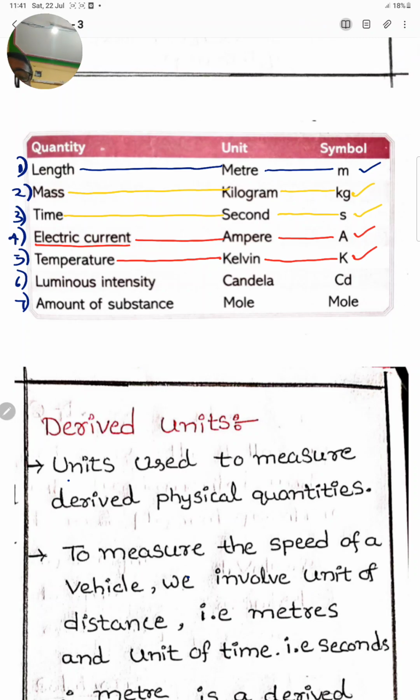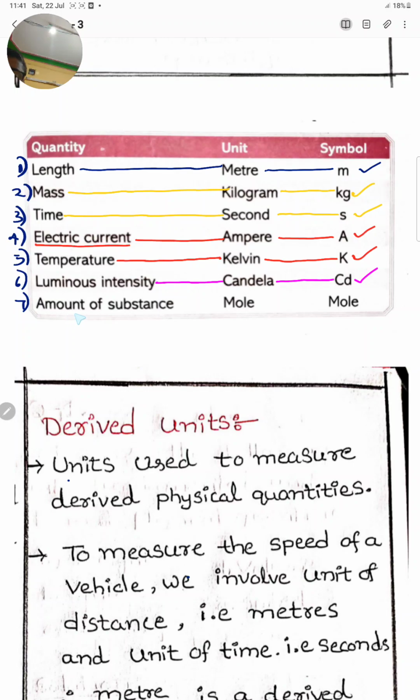Next, what is the unit of luminous intensity here? Luminous intensity unit is candela. The symbol of candela is cd, small c, small d.